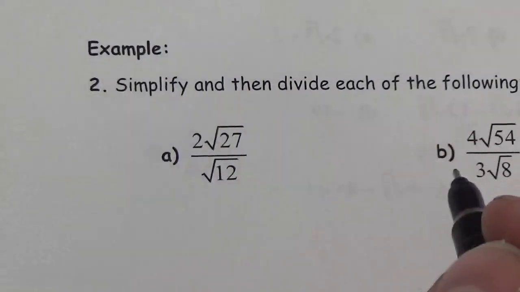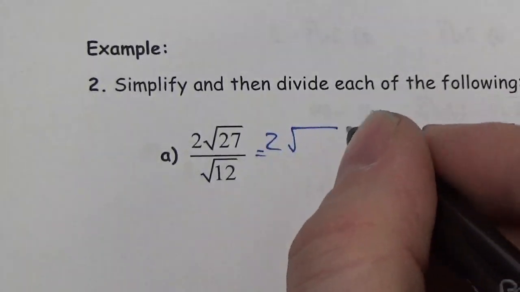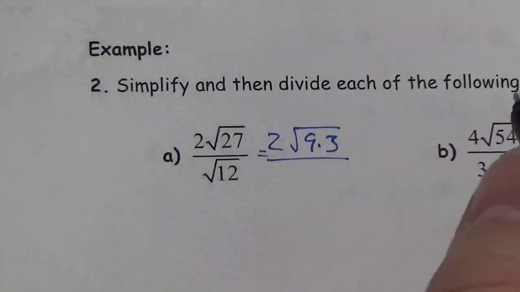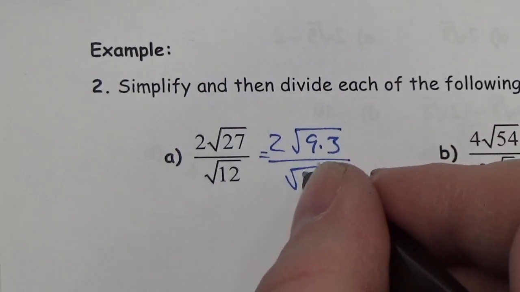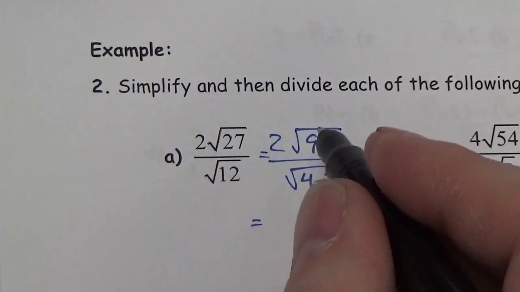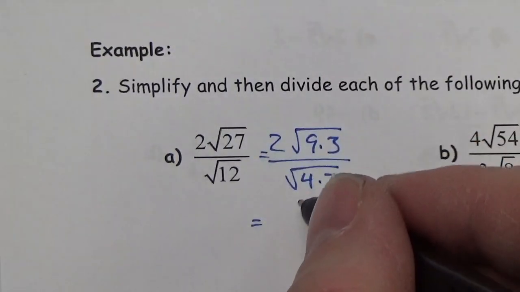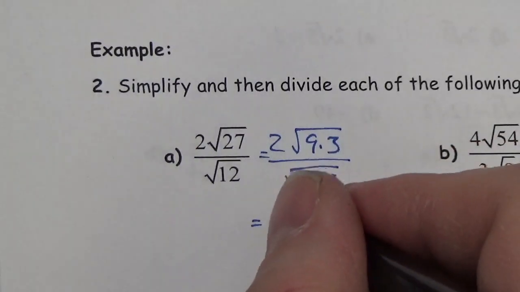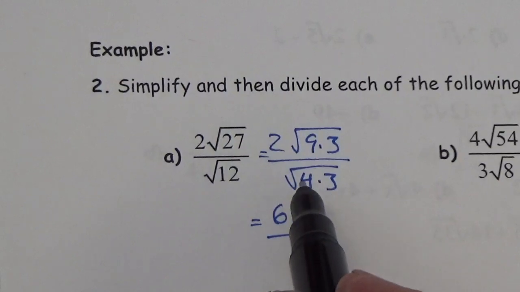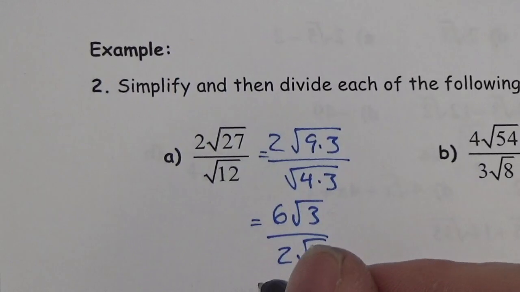So for example, 2 root 27 over root 12. I know that root 27 can be written as 9 times 3. And I also know that root 12 can be written as 4 times 3. So this is going to end up being, I can take the square root of 9 and pull that out there. So that's going to pull out a 3. So 2 times 3 is going to be 6 root 3. And then down in the denominator, I know that root 4 is going to become a 2. So it'll be 2 root 3, and I'll leave that inside there.